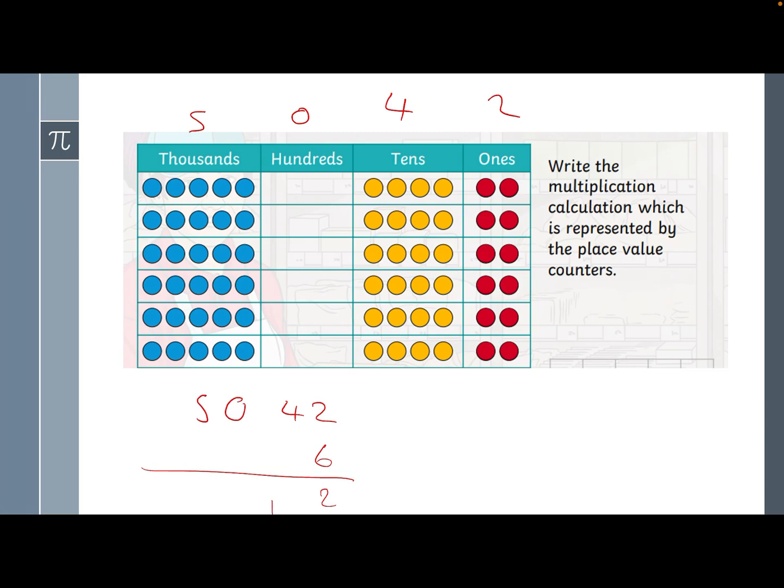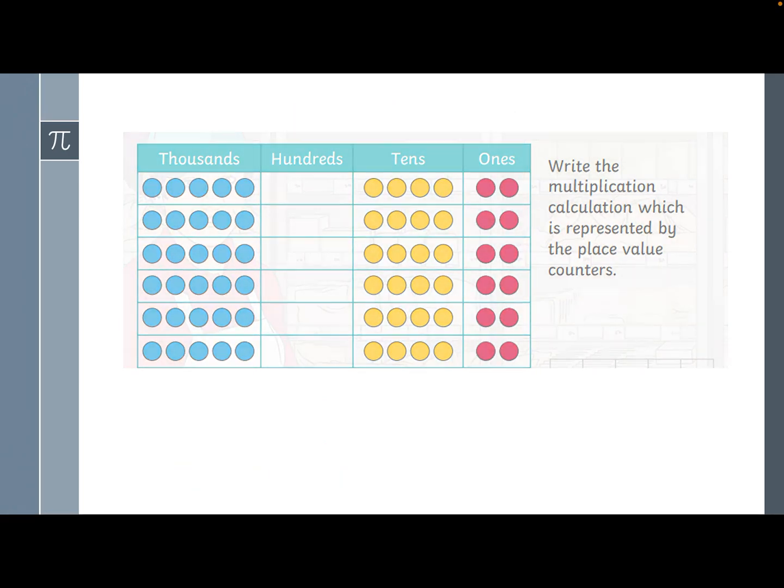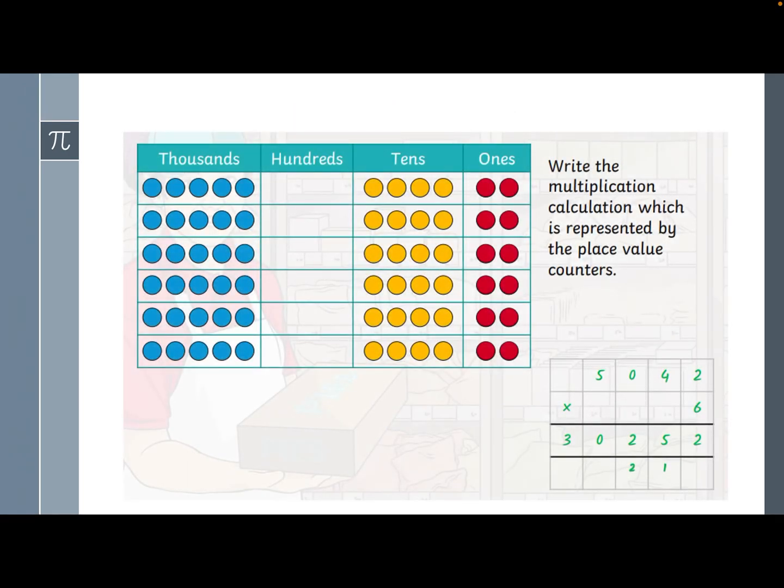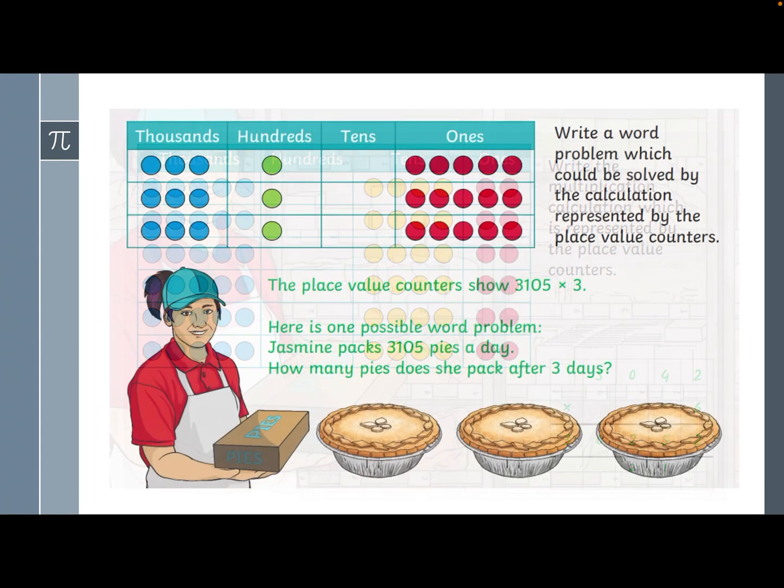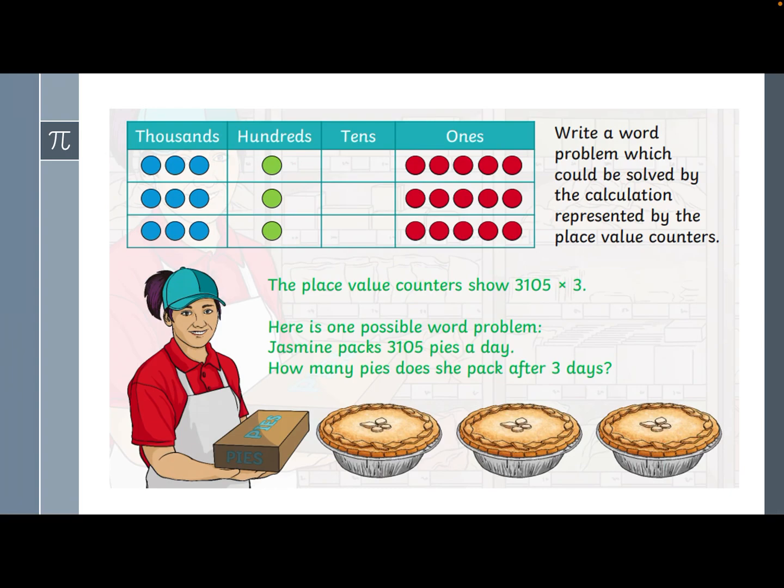2 times 6 is 12. Carry the 1. It's actually a 10. We know that. 6 times 4, 24. Add the 1, 25. 6 times nothing is nothing. Add my 2. 6 times 5 is 30. Well done if you've got that. There we are. So we've got a few more. Not going to take up too much.